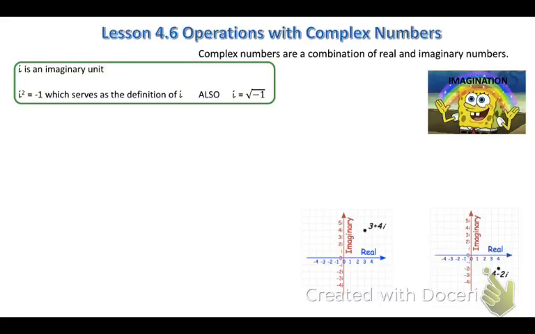Lesson 4.6, Operations with Complex Numbers. Complex numbers are a combination of real and imaginary numbers. We use the letter i to represent our imaginary values. The definition of i is if we square it, we get -1.